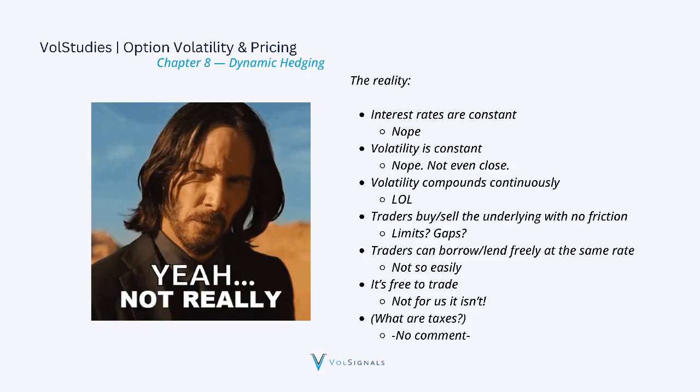Now, again, on the subject of hedging, can we buy and sell the underlying with no friction? Well, not exactly, right? Price is not continuous itself. There are limits, there are gaps, and there are market hours. Can we borrow or lend freely at the same rate? Well, not so easily. Our clearing firms are not so generous. There are ways to approximate the same rate in the open market, but there's friction there as well.